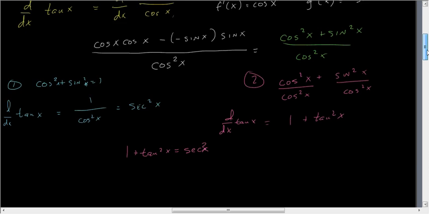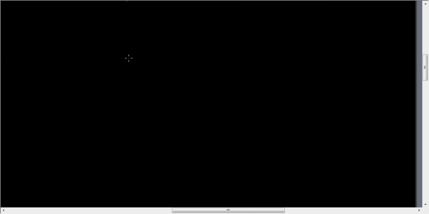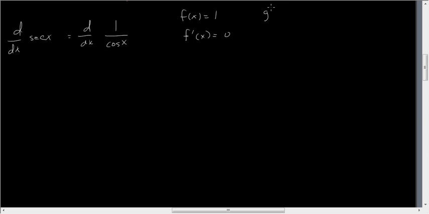All right, let's take a look at the next one on our list, which is secant. What is the derivative of secant? And so we're taking the derivative of secant of x, which is really taking the derivative of 1 over cosine of x. And so if we identify f of x is equal to 1, f prime of x is equal to 0, g of x, which is the bottom, is cosine. G prime of x is equal to negative sine. And so now I can run with my quotient rule.